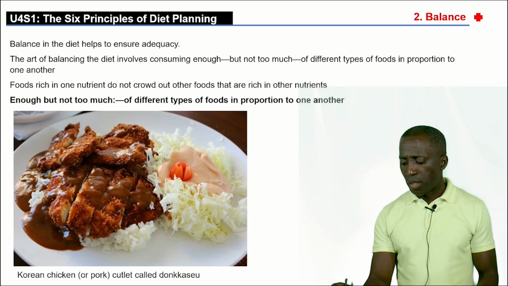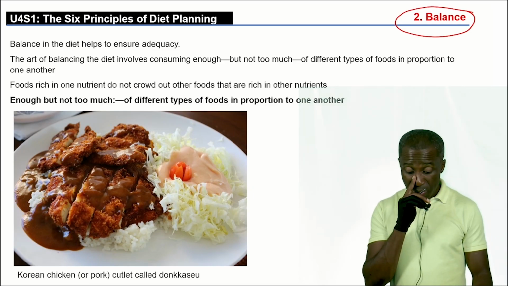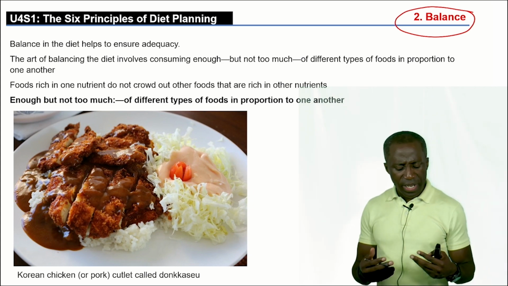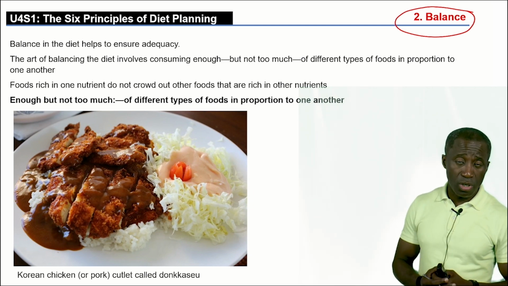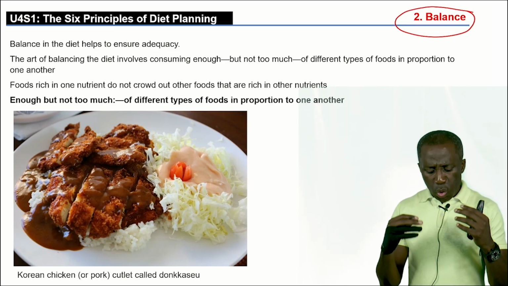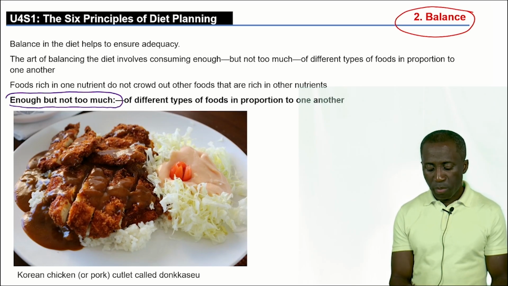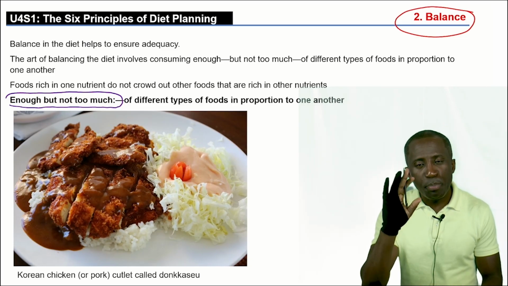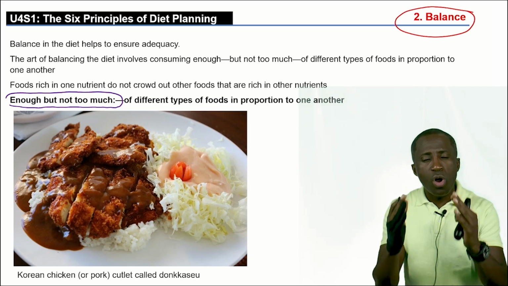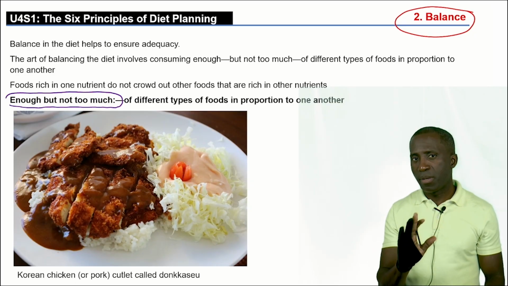Principle number 2 of that planning is what we call balance. What is balance? I used to live in South Korea, and this is actually a very interesting plate there that they call tonkatsu, or it's a Korean cutlet, and sometimes chicken cutlet here. What does balance mean? Balance means that you want enough, but not too much, right? You want enough, but not too much of different types of food in proportion to one another. Very careful. Balance doesn't mean that you need equal quantities of vegetables and grains and proteins. No, this is not what it means.